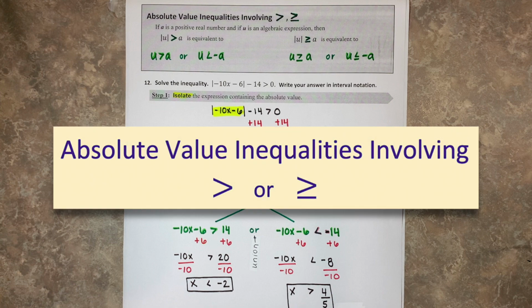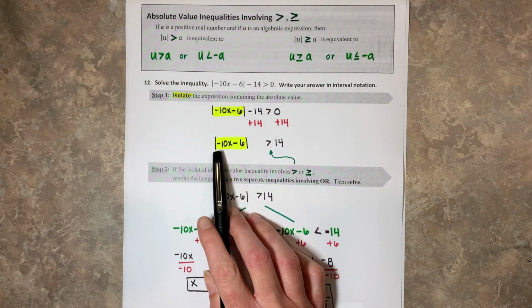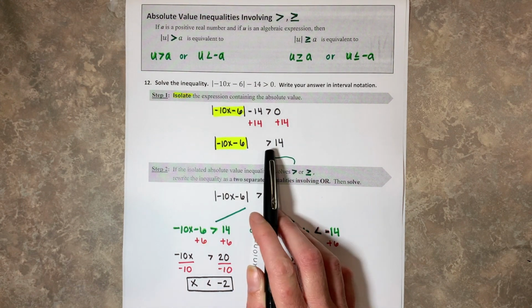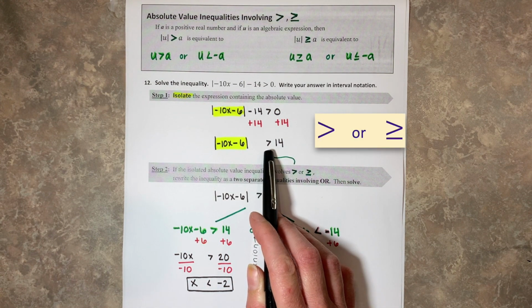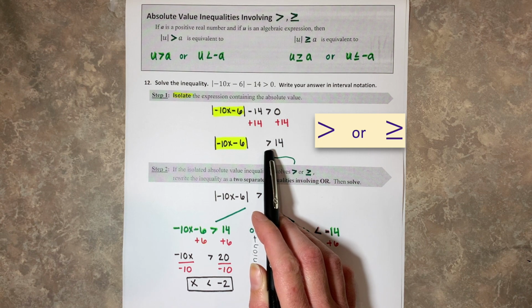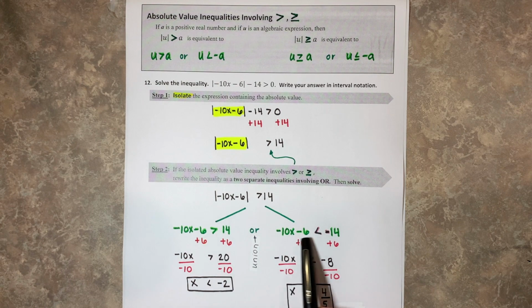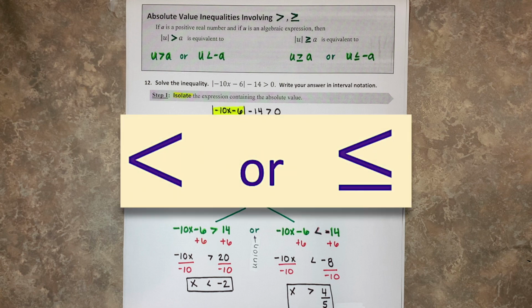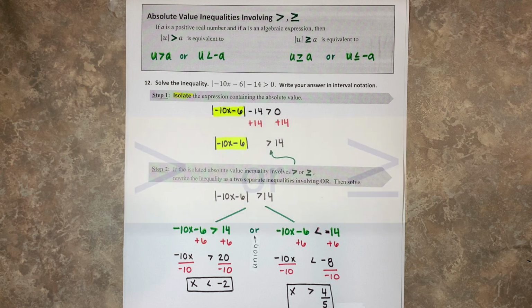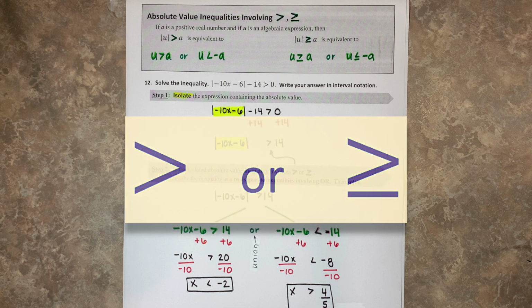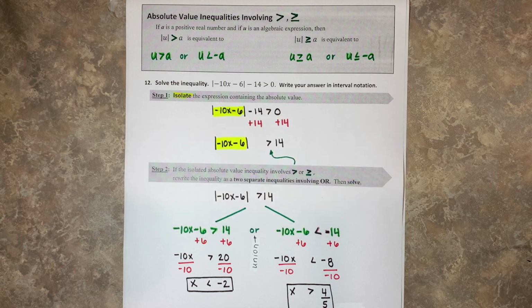Next, we looked at absolute value inequalities involving greater than or equal to symbols. If, once you've isolated your absolute value expression, you see a greater than or equal to symbol, then you solve this inequality by writing two separate inequalities involving or. So you have to decide, does your inequality involve a less than or equal to symbol? Or does it involve a greater than or equal to symbol? Because that will tell you how to solve the problem.